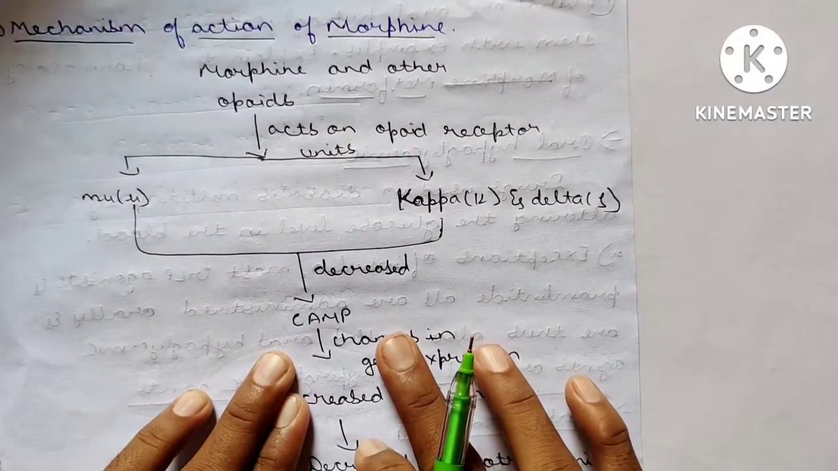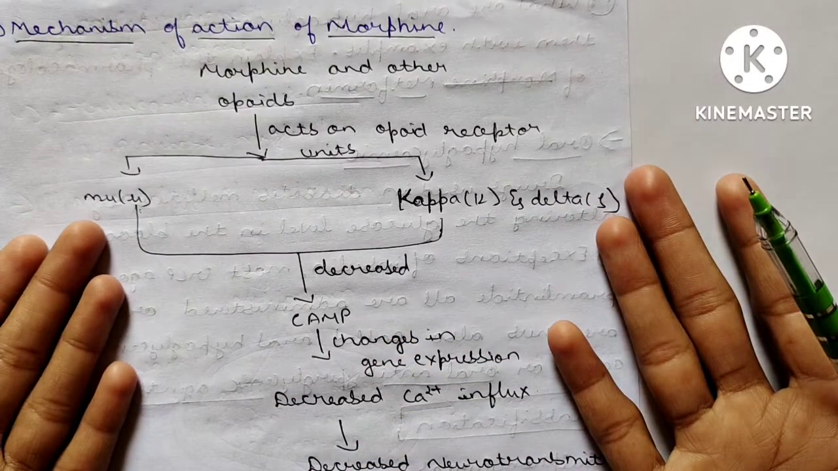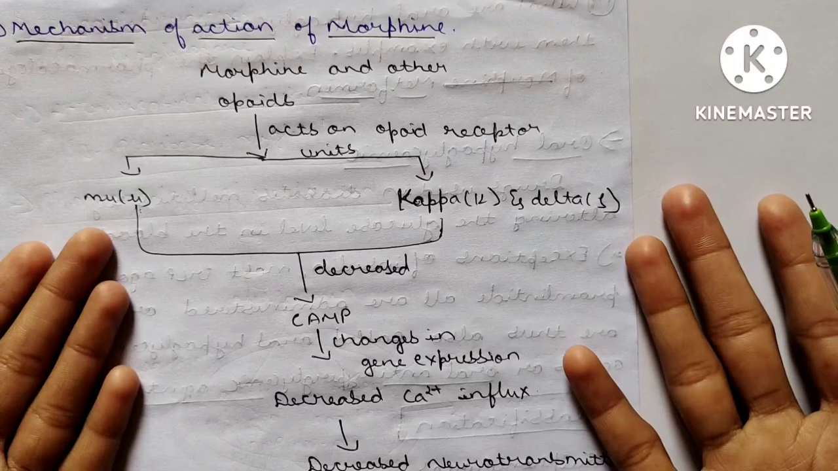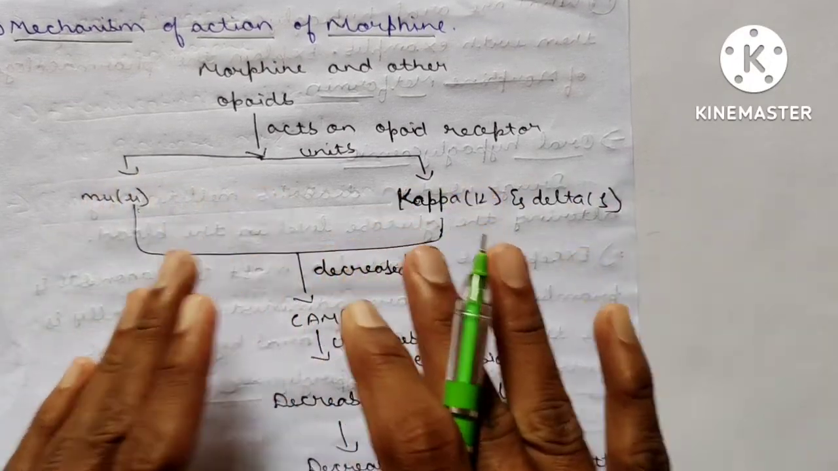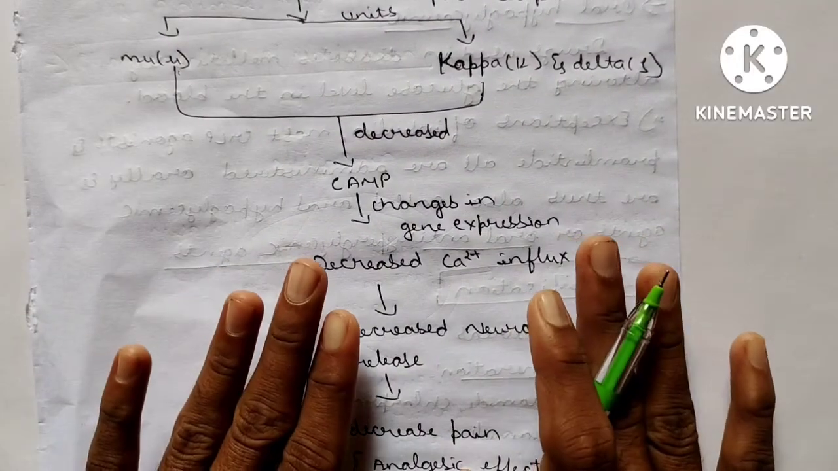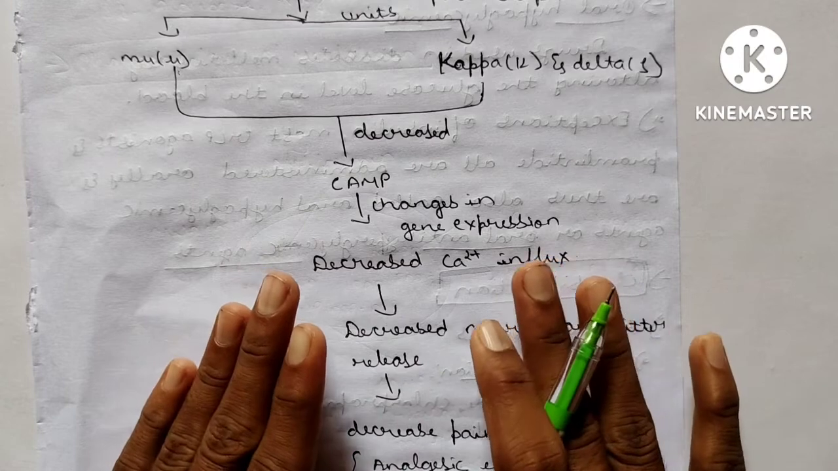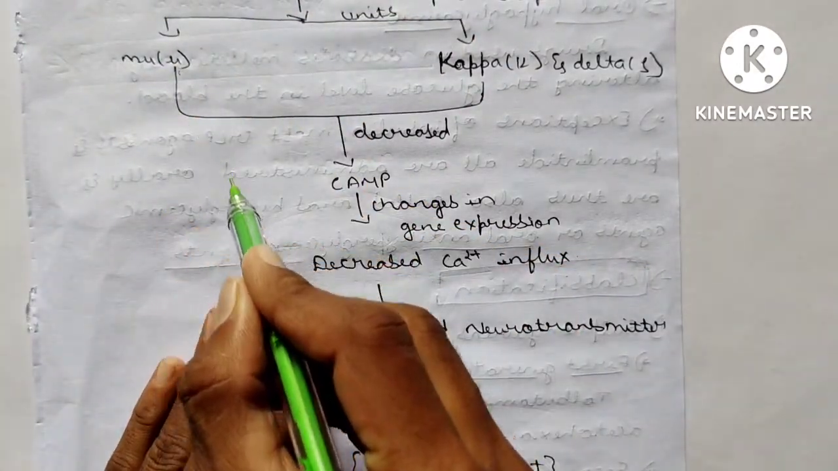Due to the decrease in cAMP, gene expression changes, so there is a decrease in the calcium influx, which leads to a decrease in neurotransmitter functioning. Neurons are the main cause of pain, because they send the signals to the brain.